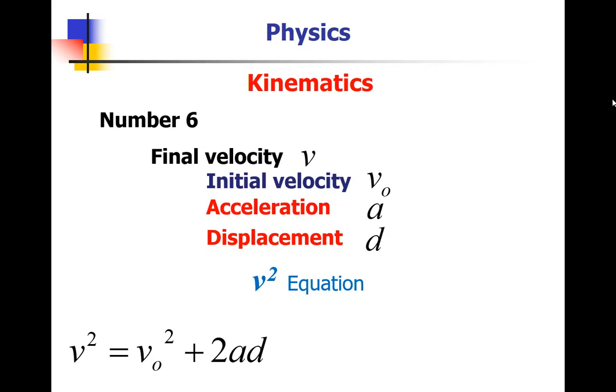Or if I'm only interested in the final velocity and I'm not interested in any of the other parts, then I can solve for v by remembering to take the square root of the entire quantity, v naught squared plus 2ad. And as you will see with this one, parentheses are especially important.